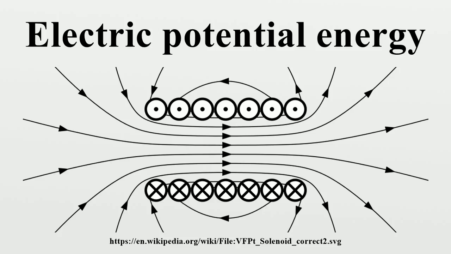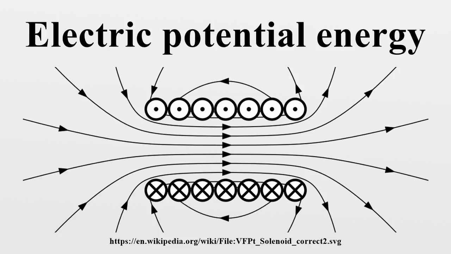In the CGS system, the erg is the unit of energy, being equal to 10⁻⁷ J. Also electron volts may be used. 1 electron volt equals 1.602 times 10⁻¹⁹ J.